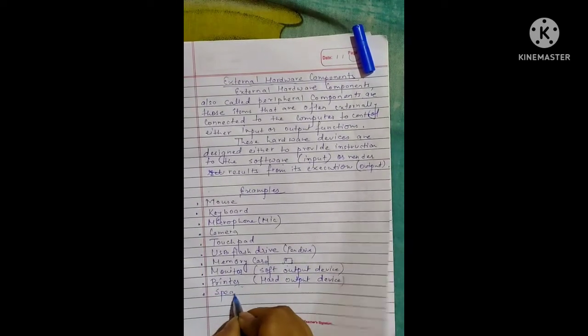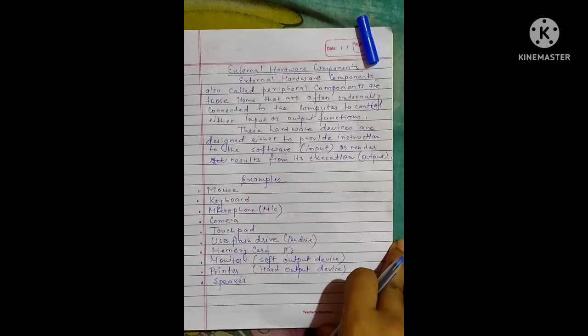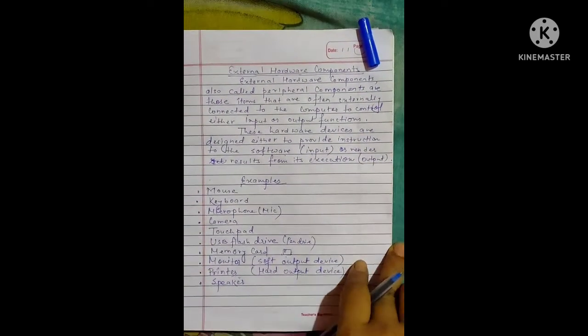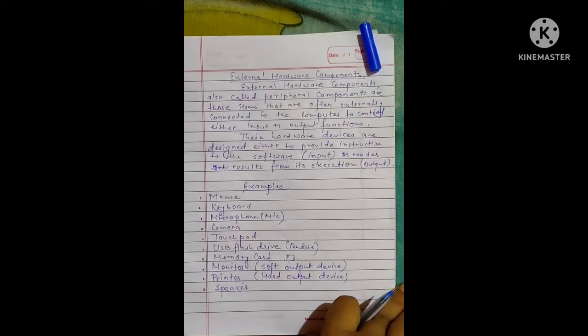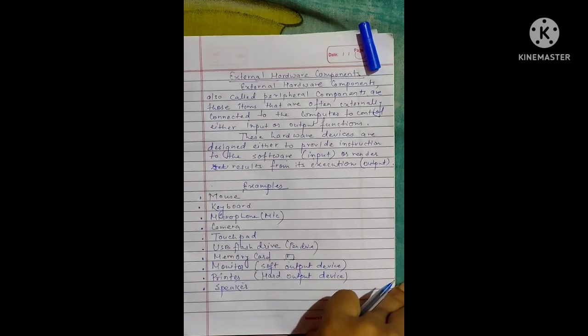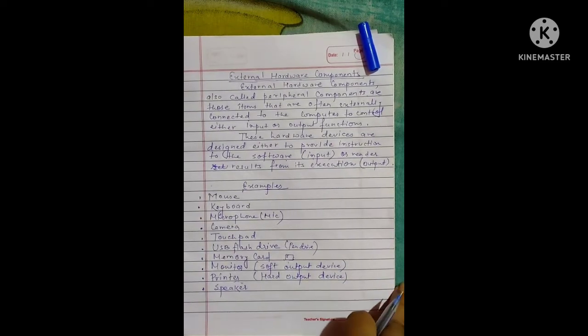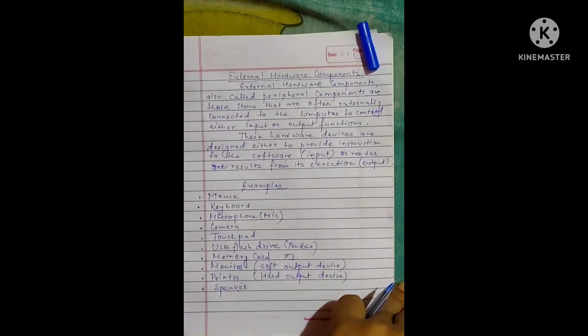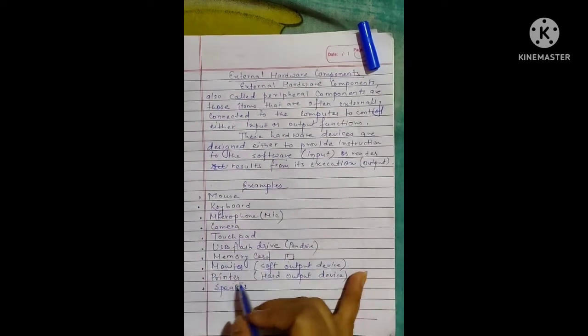Next device is speakers. It is also an output device, and this device is used to provide output in the form of sounds. Like when you are playing music, obviously it is connected with the speaker, so you can hear the music. So the speaker is giving out audio to you. When it is giving out the results, it automatically becomes an output device.